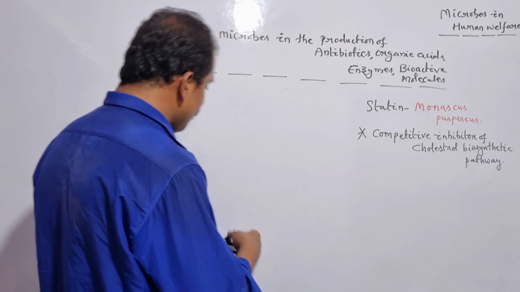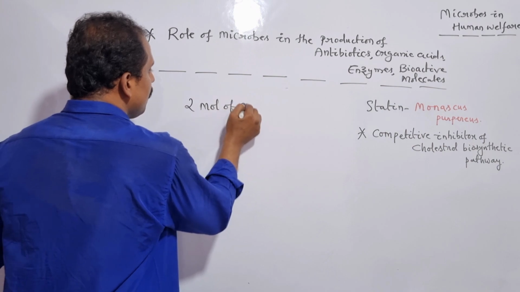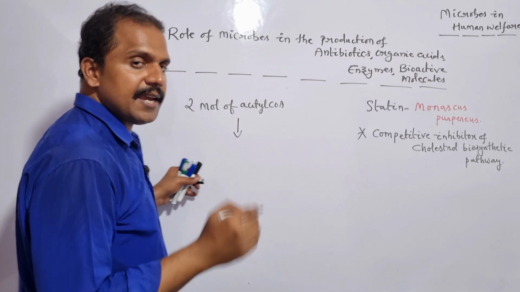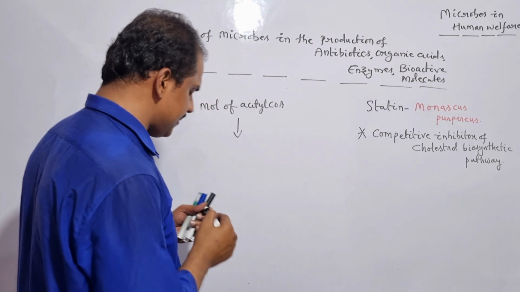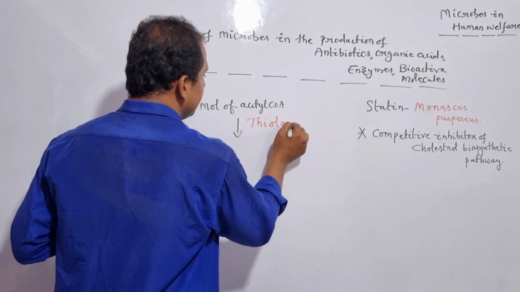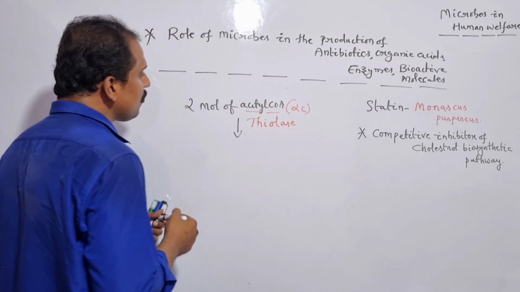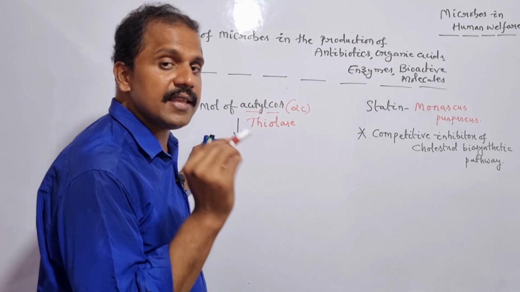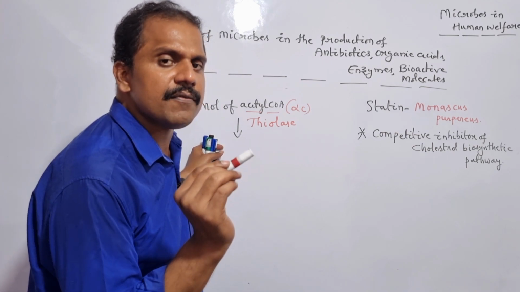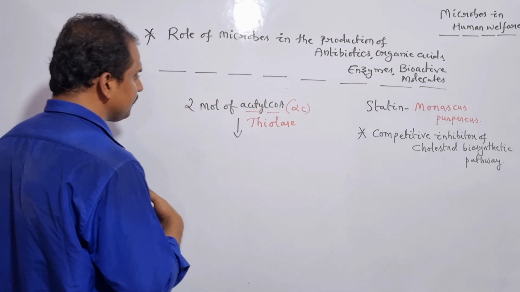Initially, two molecules of acetyl-CoA undergo condensation in the presence of an enzyme termed thiolase. So let me write it here. Thiolase. Acetyl-CoA is a 2-carbon compound, right? Once two molecules of acetyl-CoA undergo condensation in the presence of thiolase, it leads to the formation of a 4-carbon compound termed acetoacetyl coenzyme A.